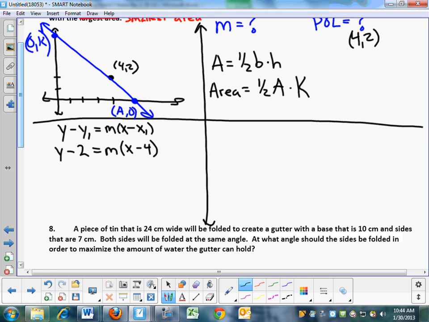Okay? Now, everybody just hold on there. Let's think about it. What we want to do is solve for the x-intercept. What's the y value of the x-intercept? 0. So 0 minus 2 equals whatever your m is times, and what are we calling the x value of our x-intercept? We called it A.